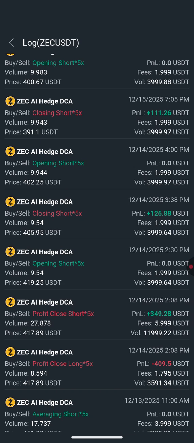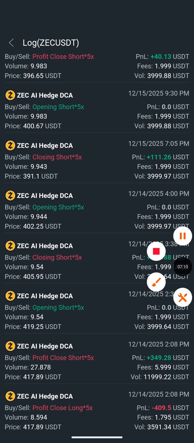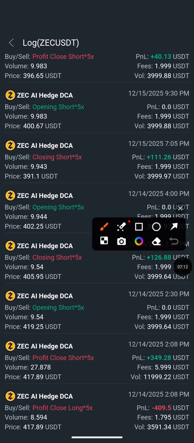Okay, this was the last reset. So when the trades reset, you can either reset both negative or one negative and one positive, like you can see here. The short closed in positive, the long closed in negative, but the last reset after this was both of them closed in the negative.